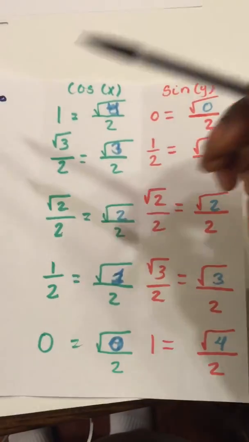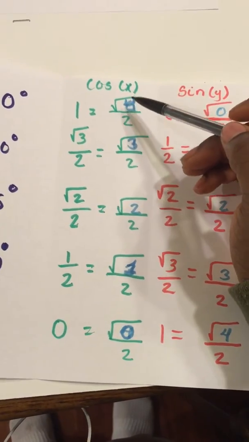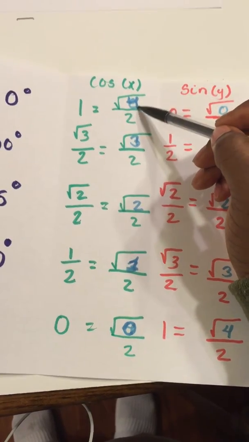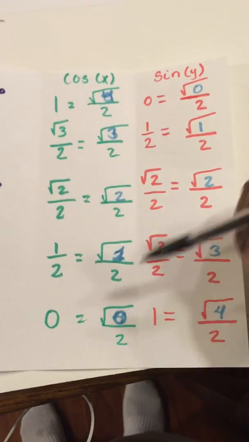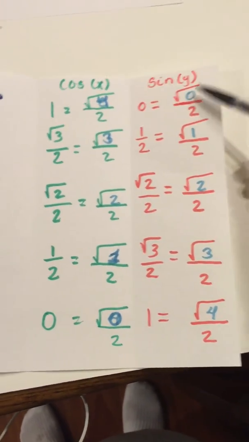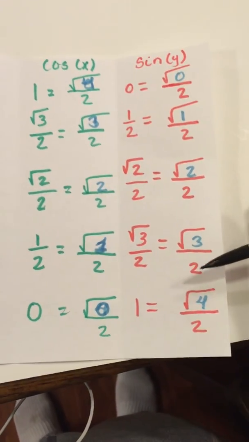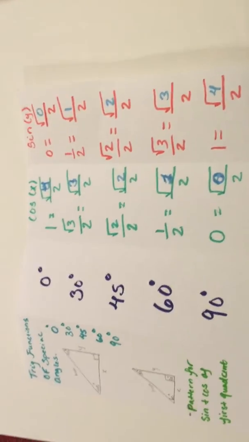The pattern for the numerator decreases from 4, 3, 2, 1, and 0. And for the sine, increases from 0, 1, 2, 3, and 4. A pattern.